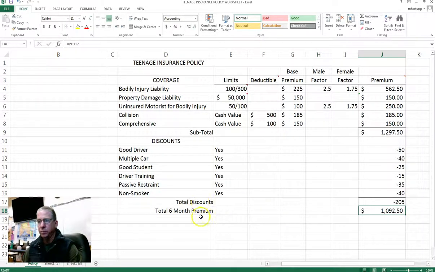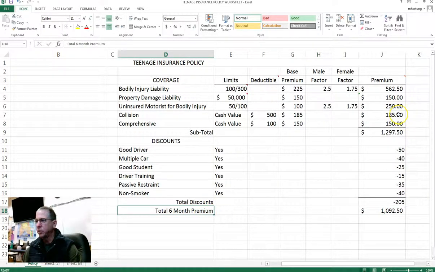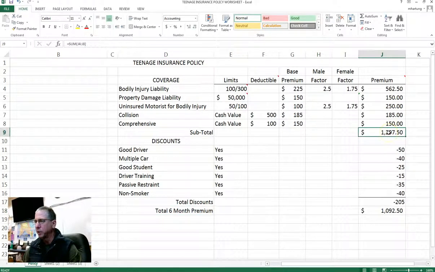So there you go. There's some practice using Excel and applying that to an insurance policy. Be sure to ask any questions that you may have, and we'll get that finished and move on to our next assignment. Make sure you save.